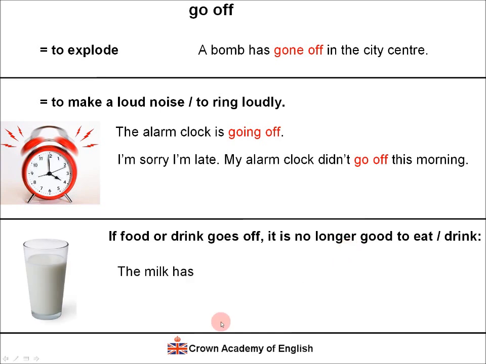Example, the milk has gone off. Don't drink it. The milk has gone off. Don't drink it. So this is the present perfect tense. So gone is the past participle of go. The milk has gone off.